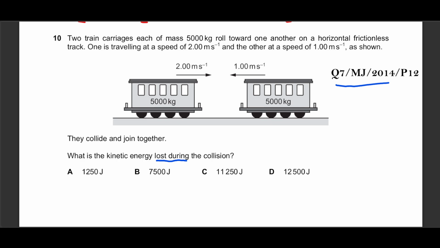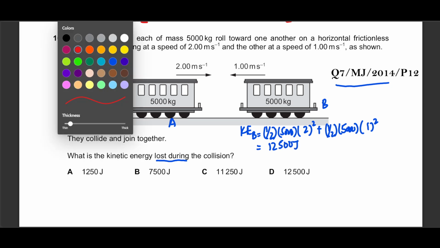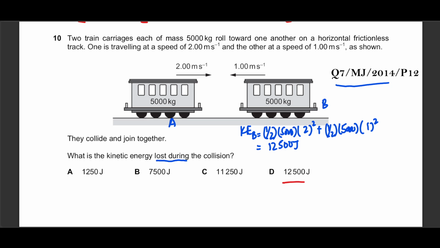First, you find the kinetic energy before the collision happened. So simply half into 5,000 into v square, which is 2 square, for the first trolley. Let's call this trolley A, and let's call this trolley B. And then the kinetic energy of trolley B would again be half m into 1 square. Now this comes out as 12,500 joules. Because of the exam pressure, you might think that this is the right answer, but no, it's not, because our question is about energy lost during this collision.